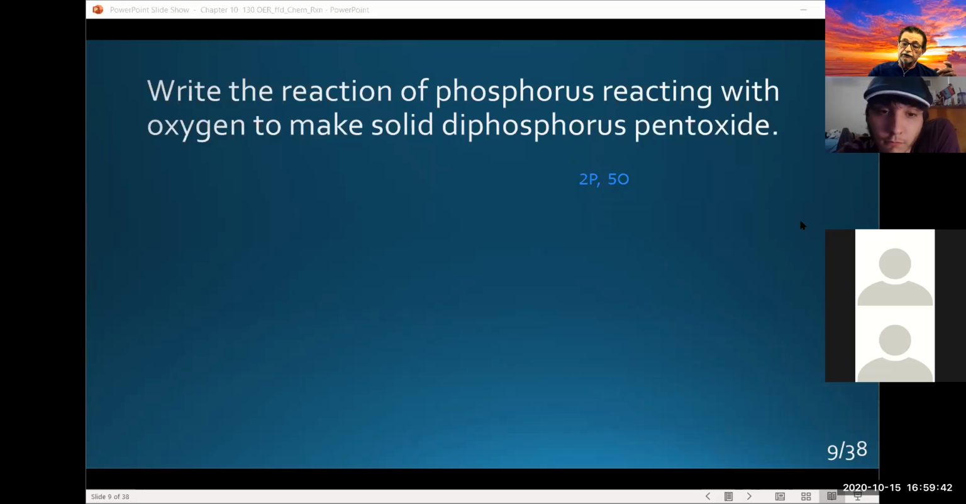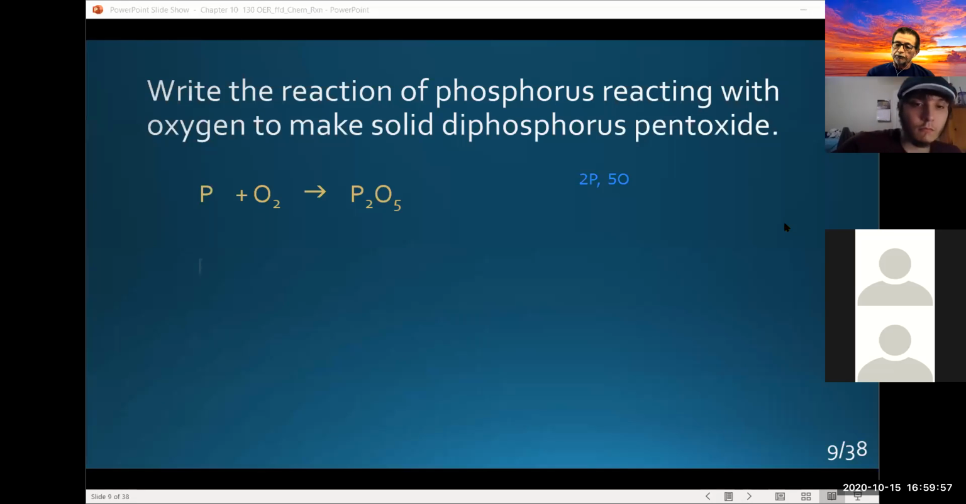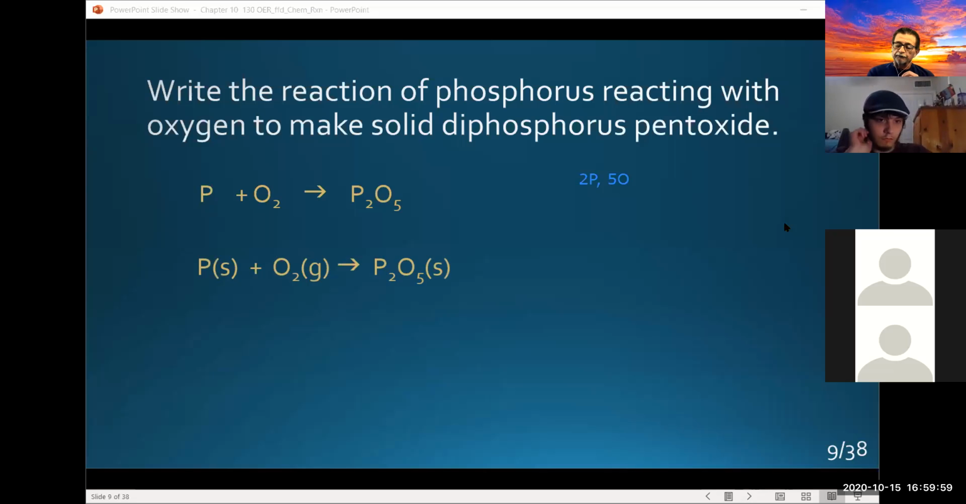So now I can write the reactants. Phosphorus plus oxygen, which we know is a gas, and phosphorus is a solid. And they told us what the product is. It says it's a solid. Okay, so now we wrote the formula, but we're not balanced yet. Okay, now take the Q like we did in the last equation.